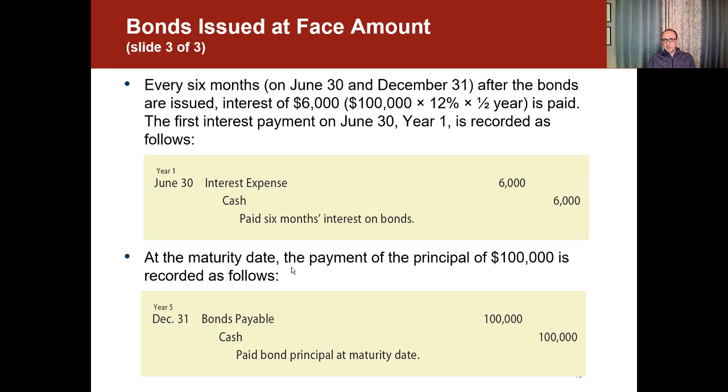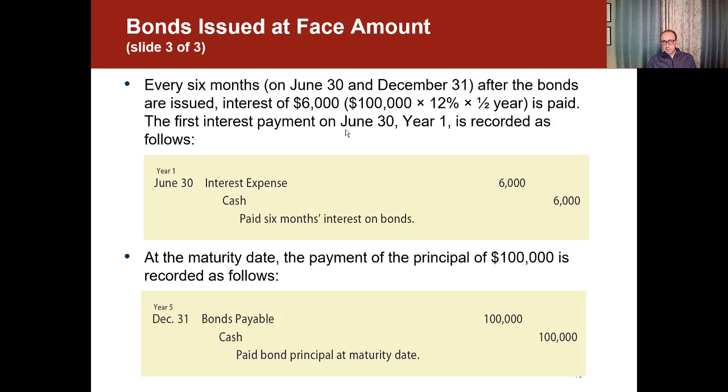Every 6 months, on June 30th and December 31st after the bonds are issued, interest of $6,000 is going to be paid. How did we get this $6,000? It's based on the face value of the bond, which is $100,000, multiplied by the stated rate or the coupon rate, which is 12%, multiplied by half a year. And remember, this was semi-annual. It pays interest twice a year. So that's why we have to multiply the interest by half.